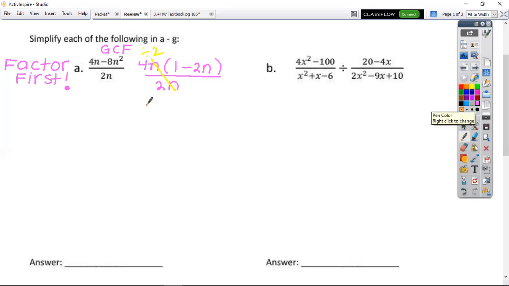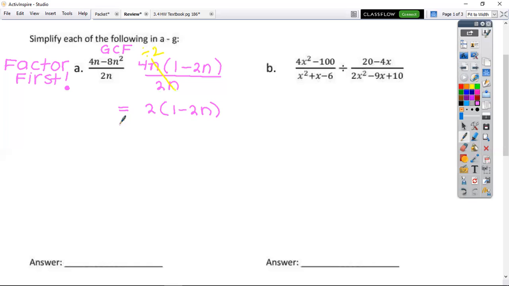So 4 divided by 2 gives me a 2. And then I'm left with 1 minus 2n. And then I am not left with anything on the bottom at all. So done. I'll just give you a lot of space on that. Okay, so that's as far as you need to go. You do not need to distribute that through. That's equivalent, so you can stop.